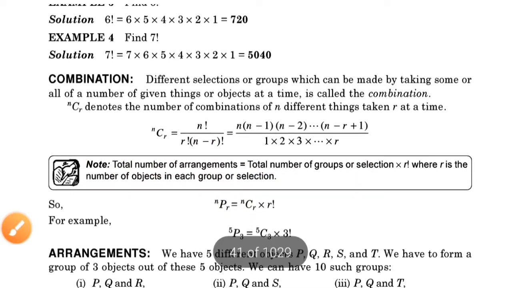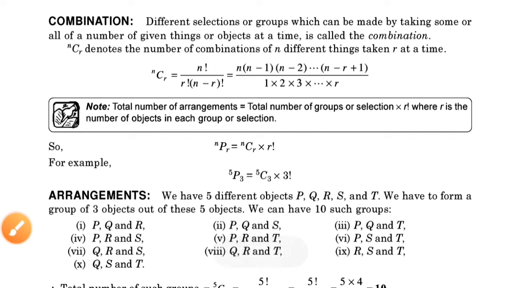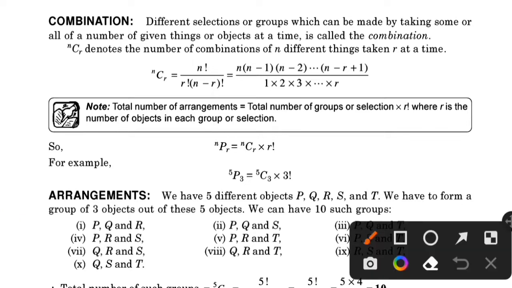Okay, there is a note that total number of arrangements equals total number of groups or selections into r factorial, where r is the number of objects in each group or selection. Let's write this in numerical form. Total number of arrangements actually means nPr, permutation. It is equal to total number of groups or selections, which means combination nCr, into r factorial. That is, permutation is equal to combination into r factorial.